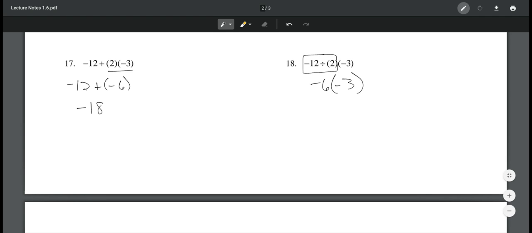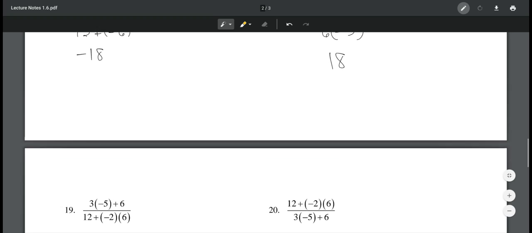When I divide, I get negative 6 because I'm dividing a positive and a negative number. And when I multiply, I get positive 18 because you are multiplying two negative numbers together. I apologize for my mistake there.